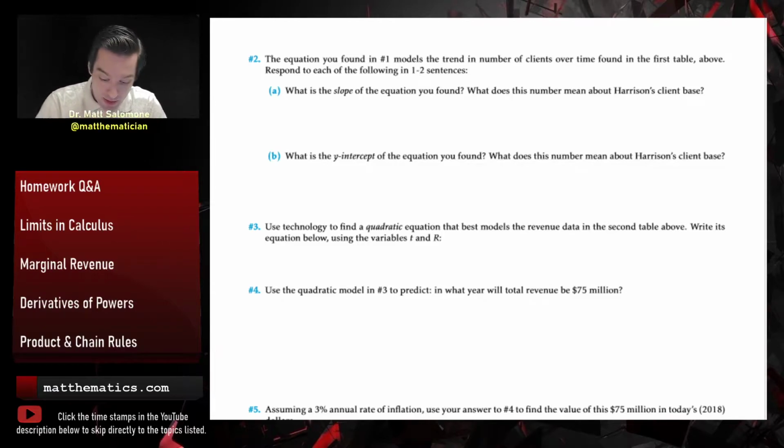So the question on this quiz asks you to take some set of data that you're given at the top of the page and to determine a quadratic equation that models that data. In other words, what we're looking for is something that has the form y equals ax squared plus bx plus c.